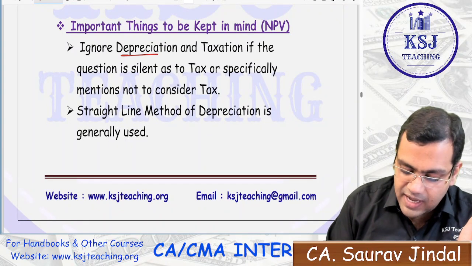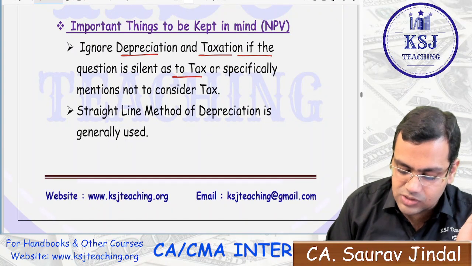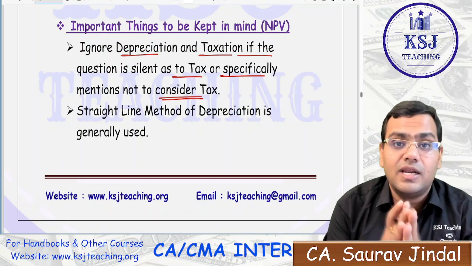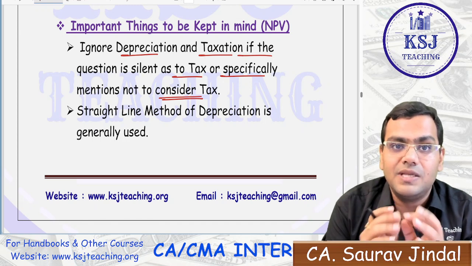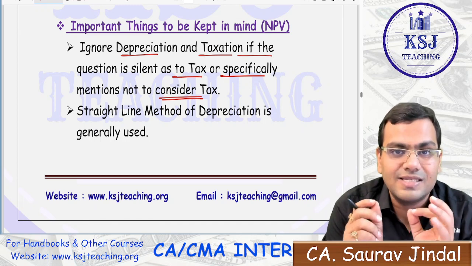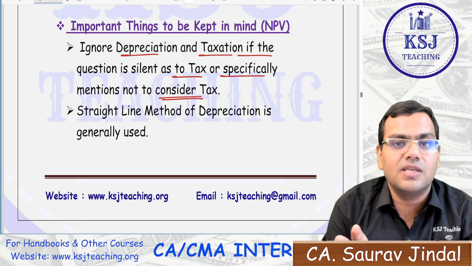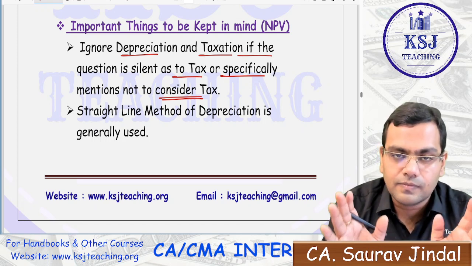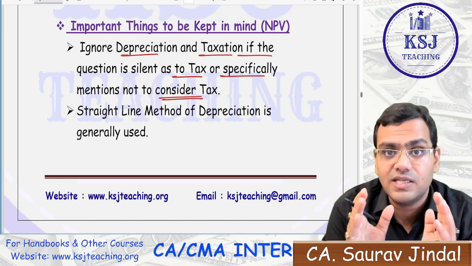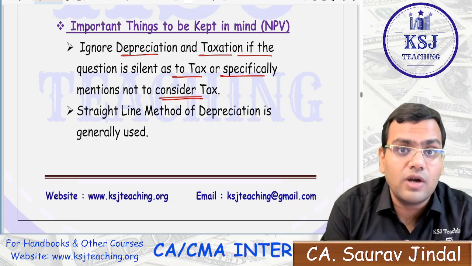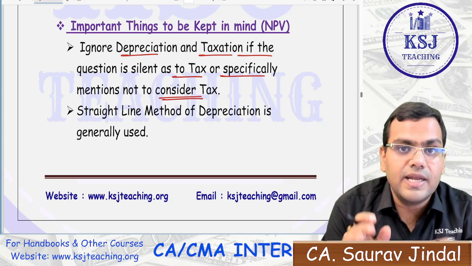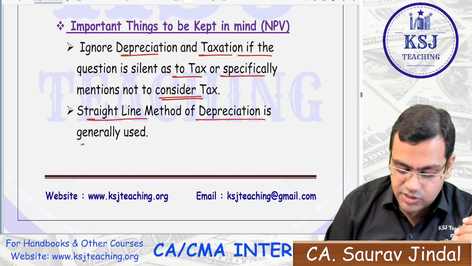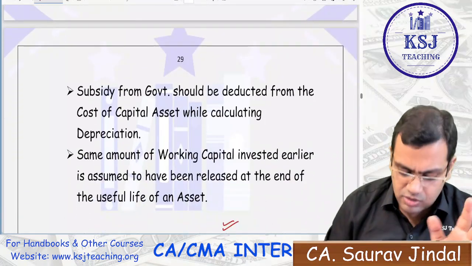Ignore depreciation and taxation if the question is silent as to tax or specifically mentions not to consider the tax. In the last lecture, I told you that depreciation, the main role of depreciation is just tax saving. So if the question is silent as to tax, do not assume any tax. Secondly, if the question specifically says that you have to ignore tax, then also ignore depreciation and tax both. If nothing is mentioned, the straight line method of depreciation is generally used. WDV is not normally used.